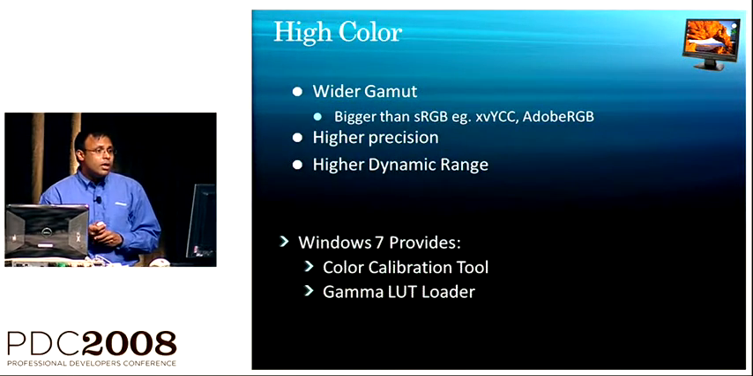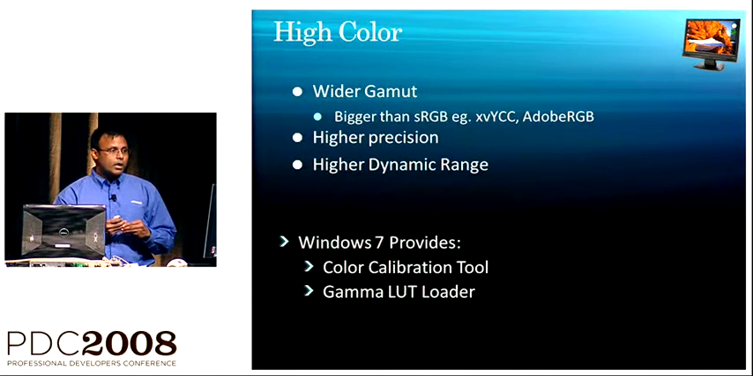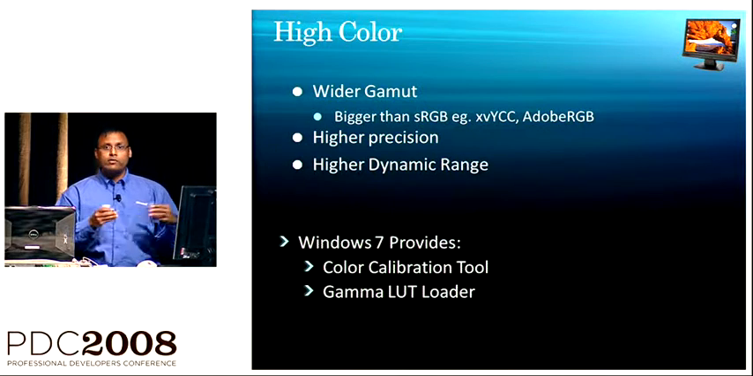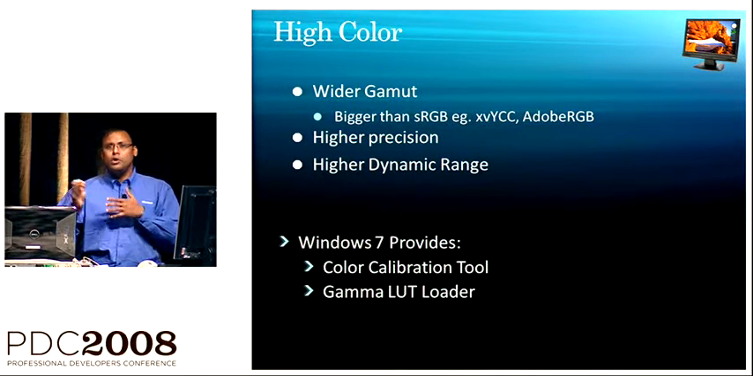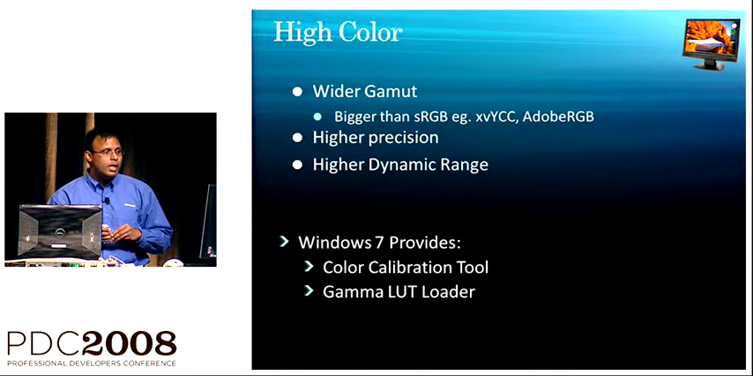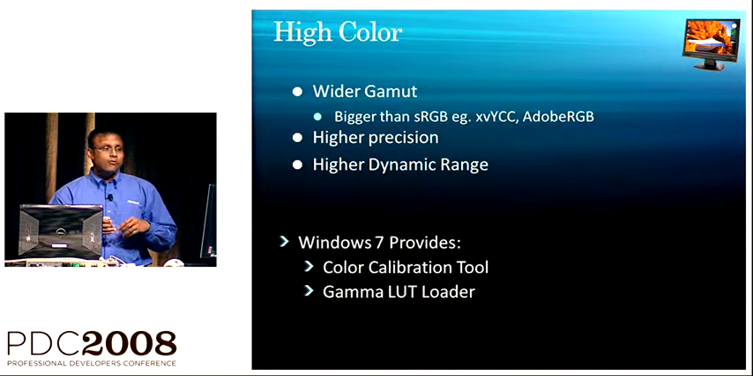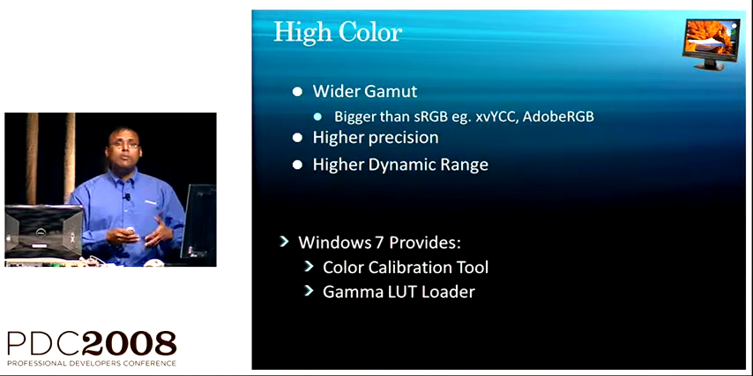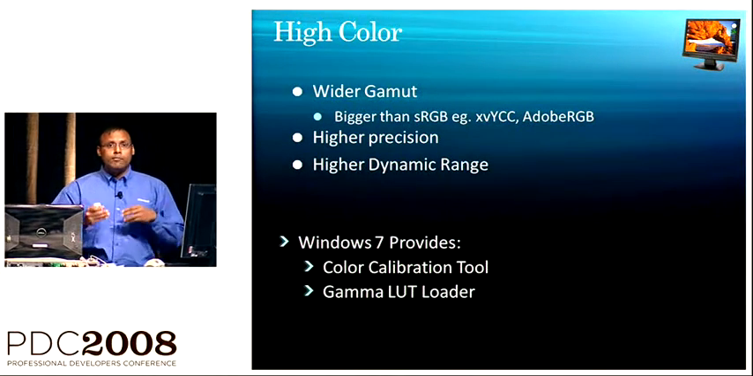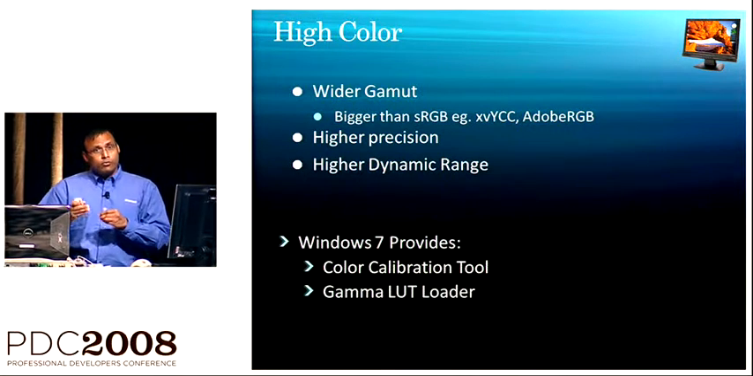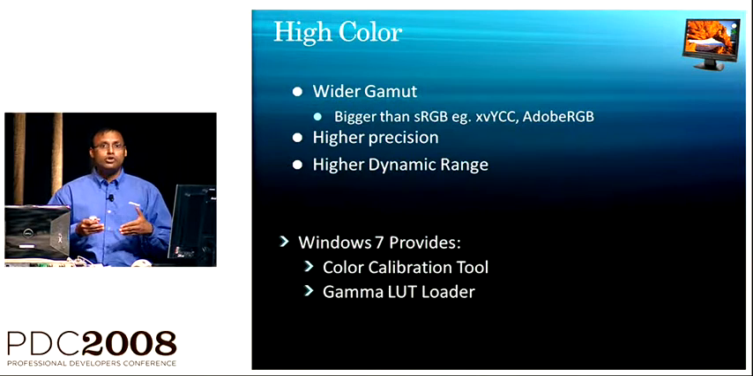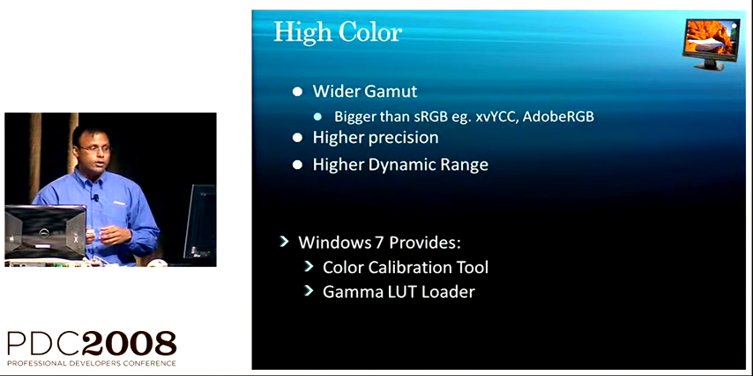So in Windows 7, to address the issues of color, we have an in-box color calibration tool. Today in Windows Vista, this is available only if you have Media Center or you have to buy one. So in Windows 7, we just built it in the box. And two, we have a Gamma LUT loader in box. Now, this enables you to load color profiles that were generated either by the color calibration tool, which is in box, or from a tool that you have purchased and calibrated your monitor.